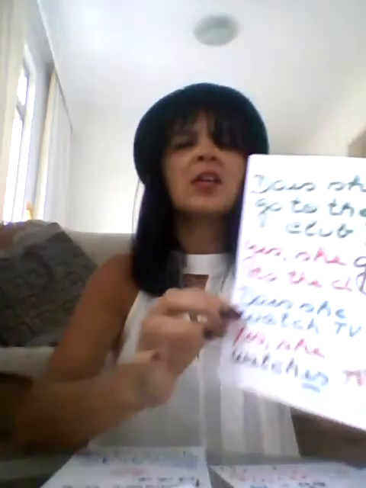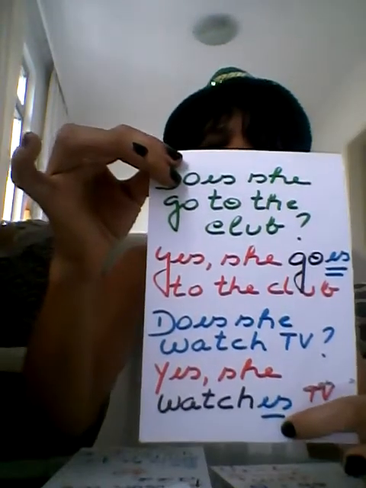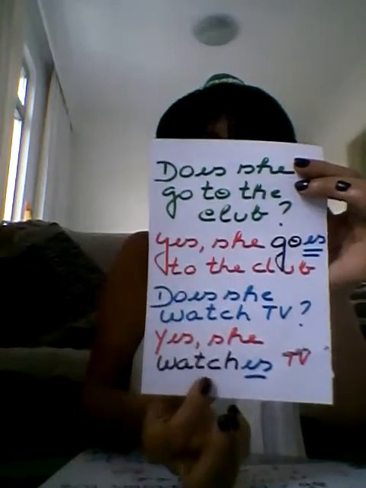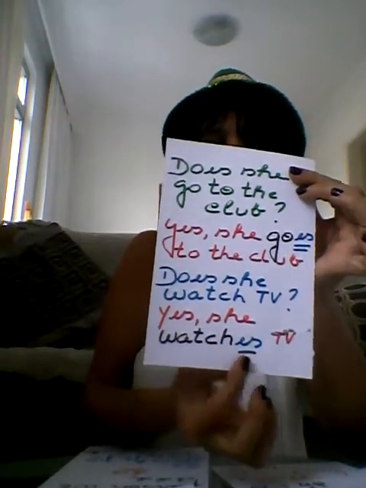Another example. Does she watch TV? Yes, she watches TV. Pay attention. Watch, CH. The end of the verb finishes with CH, so watches TV. This kind of rule is very important. Okay, I'm going to show you more cards, and with familiarity, we're going to get it. Pay attention.